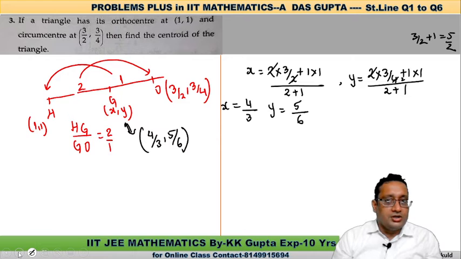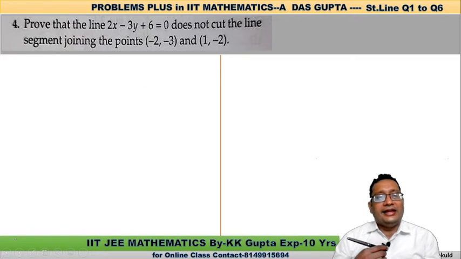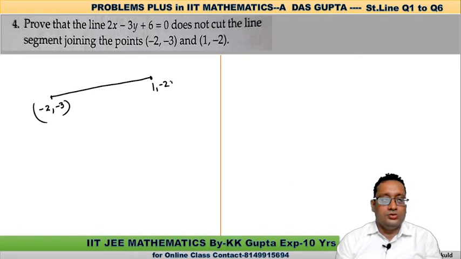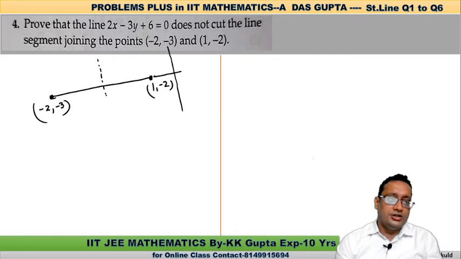Let's go to question number 4. Prove that the line 2x minus 3y plus 6 is equal to 0 does not cut the line segment joining the points (minus 2, minus 3) and (1, minus 2). So let's consider the points (minus 2, minus 3) and (1, minus 2). The line not cutting means it lies outside the segment joining these points, and it must cut externally. Let's consider that it intersects like this.